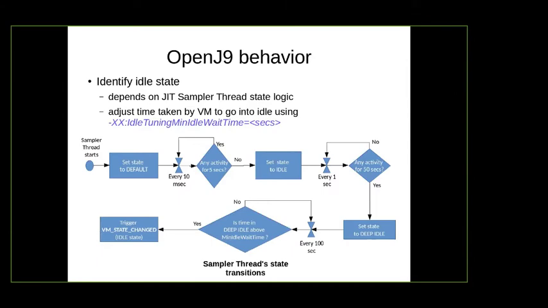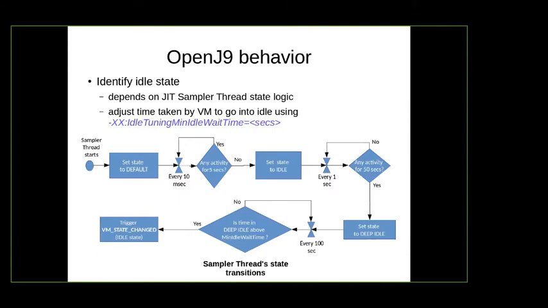And the second implication is, since we are tied to the sampler thread state logic, and the sampler thread has to send a notification to the VM, that means the VM can be declared idle only at discrete points in time. This is because when the sampler thread is in deep idle, it wakes up every 100 seconds. So when it wakes up, at that point only can it declare the VM as idle, if the min idle wait time has elapsed at that particular point.